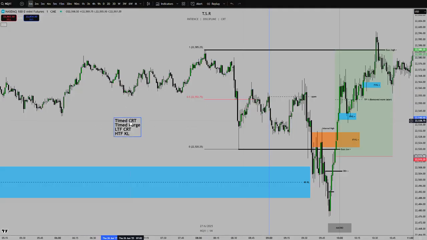All right, so the timed CRT is the 8 a.m. candle or the 9 a.m. In this case, we're using 8 a.m. Timed purge would be 9 a.m. or 10 a.m. In this case, 9 a.m. purge. From this vertical line to this vertical line is the 9 a.m.